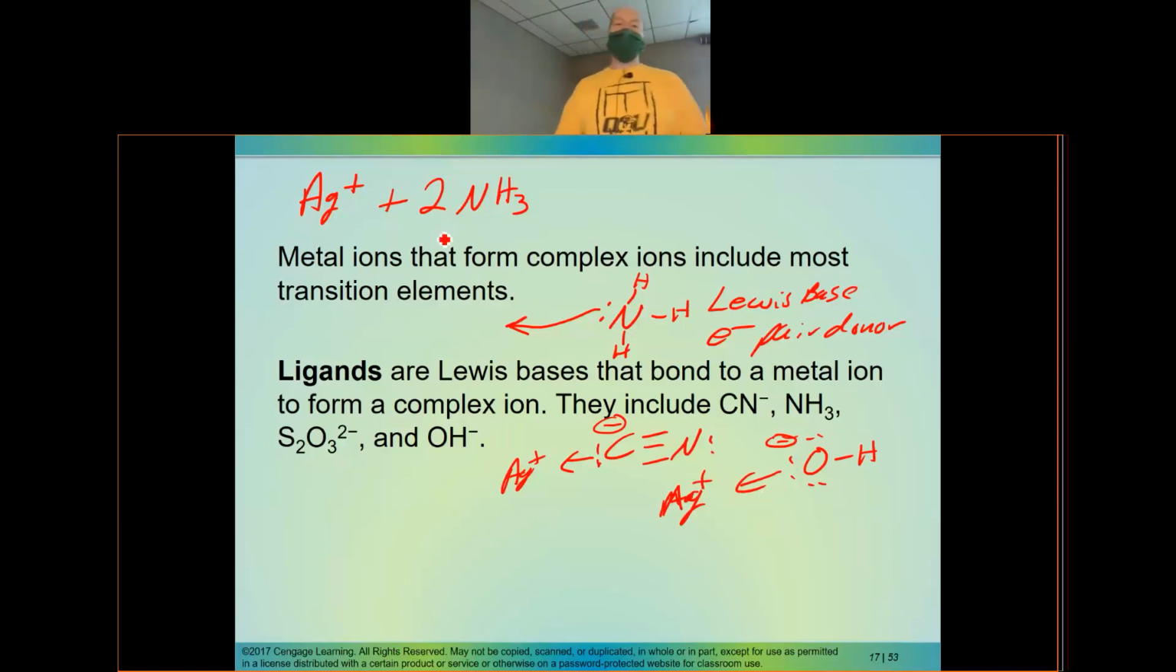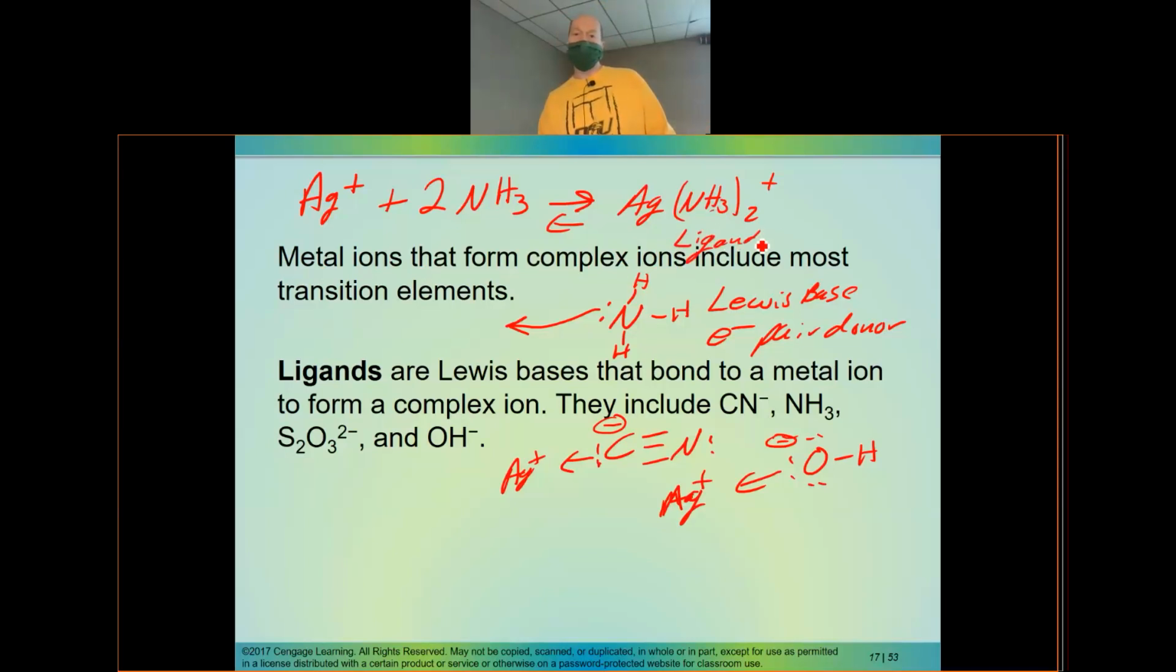So once the Lewis base attaches to the metal, in this case, we're going to have two of our NH3s attached. We get Ag(NH3)2 plus. All right, and so we then call them ligands. So here are NH3, these are ligands, also pronounced ligand.